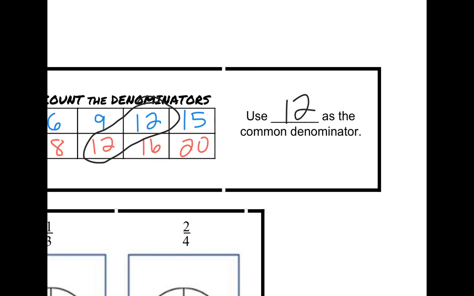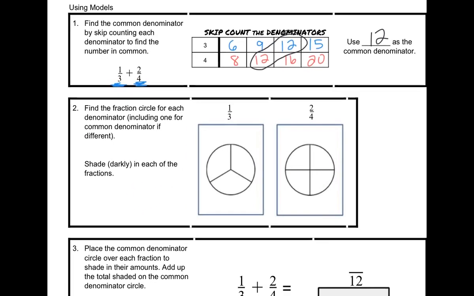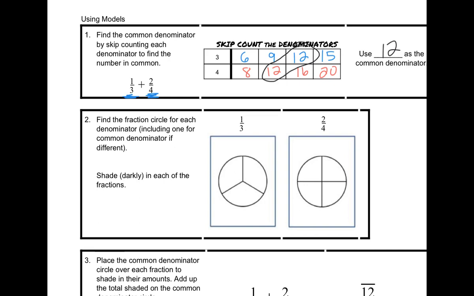Now that I've done that, I'm going to model each of the two fractions that I was given. First I was given 1/3. So I found a fraction model of a circle that was divided into 3 parts, and I'm going to go ahead and shade 1/3. And then I've got another circle, 2/4, so it's broken down into 4 parts, and I'm going to shade 2 of the 4 parts.